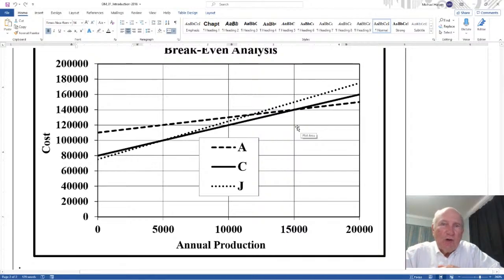That's how you work quantitative problems in business. You do it multiple ways, and they all should come together. And if they don't, there's something wrong somewhere. Go back and find out where it's at.